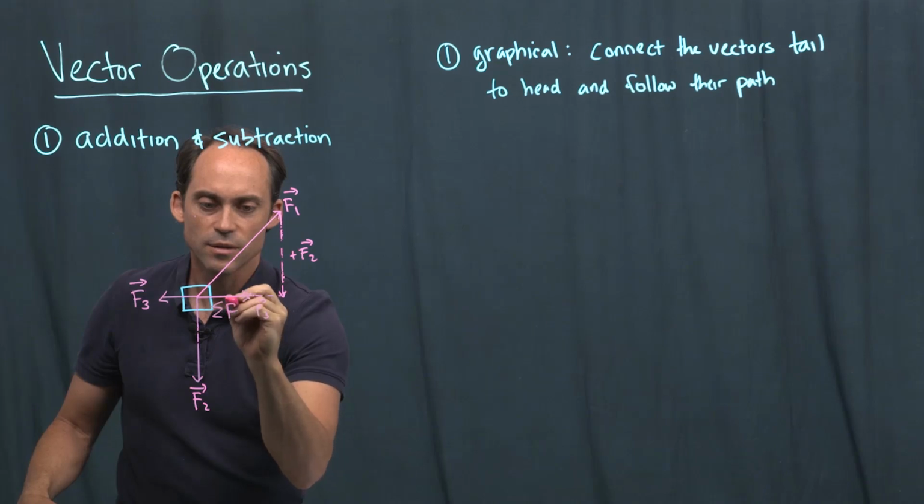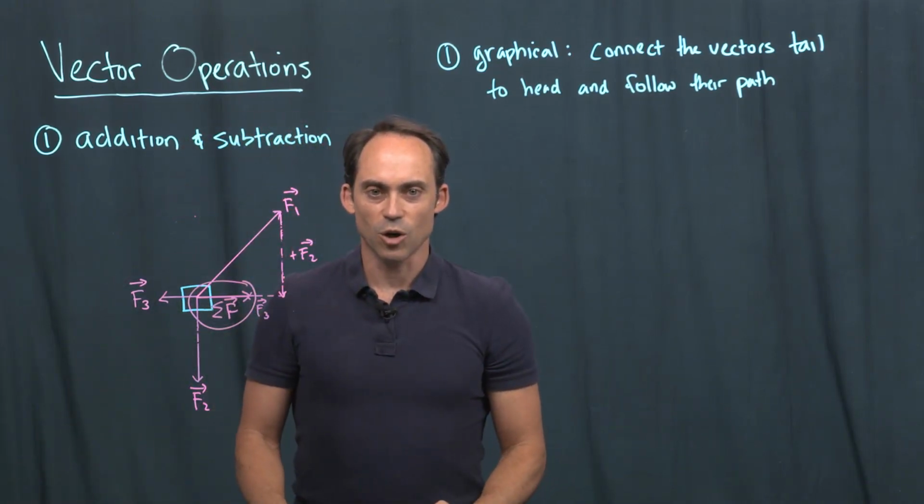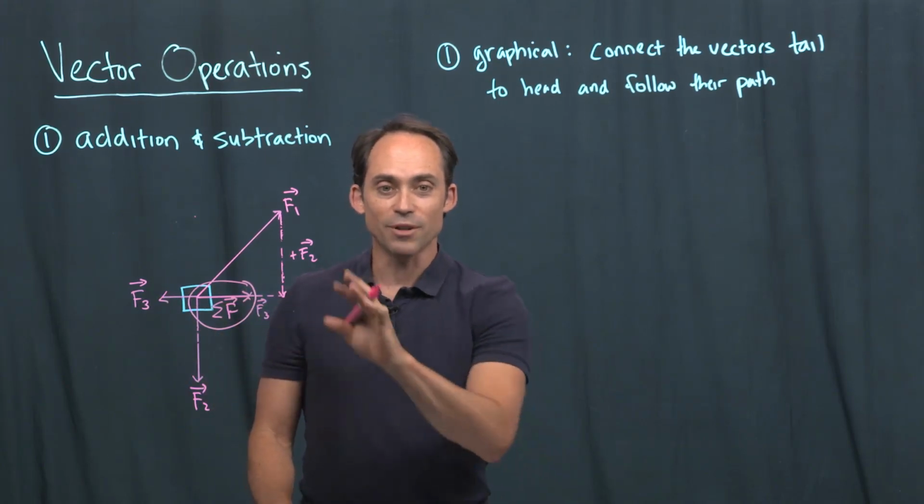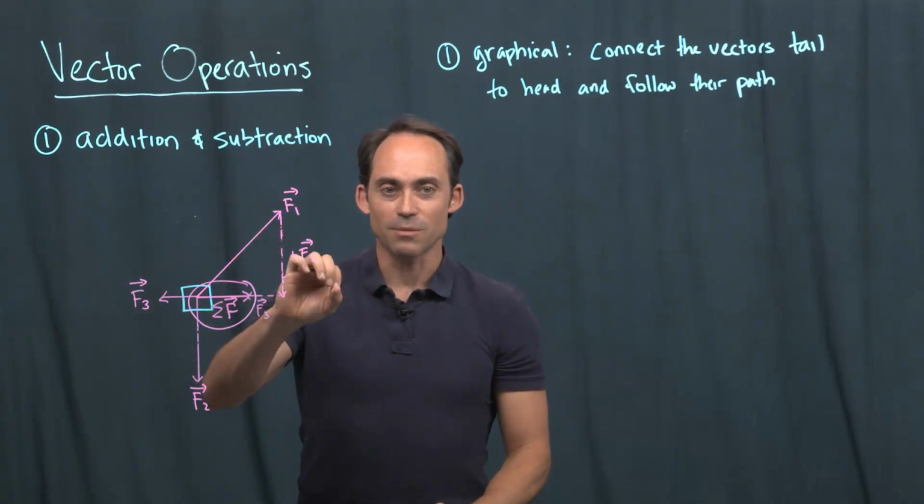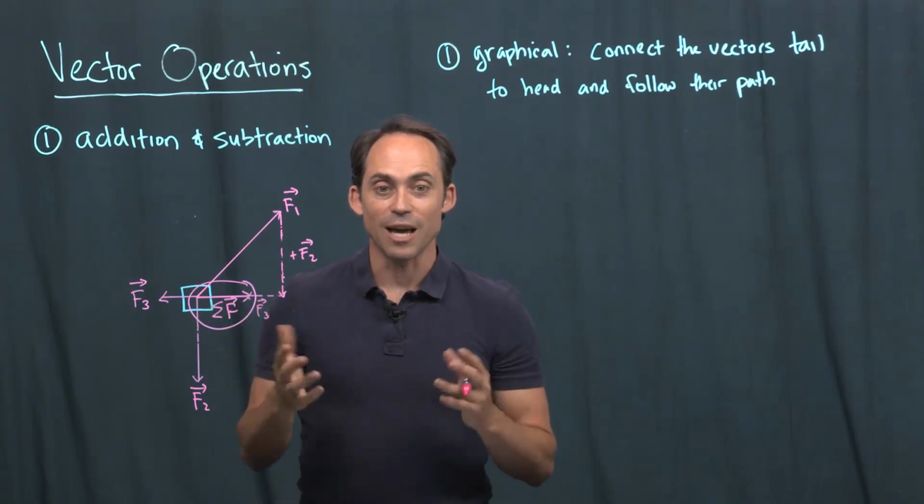So this is the sum of those vectors, all right? A short little stub that's going off in this direction. So graphically, this becomes kind of just a mapping game. You move the vectors around, connect them tail to head, and then you just follow their path till you get to the last point, and starting from the origin to that last point, that gives our net vector.